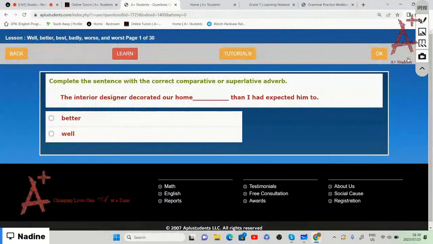We need to complete the sentence with the correct comparative or superlative adverb. The interior designer decorated our home. Is it better or well than I had expected him to? We need to choose the correct word, or the adverb, in order to complete the sentence. So is it better than I expected him to, or well than I expected him to?